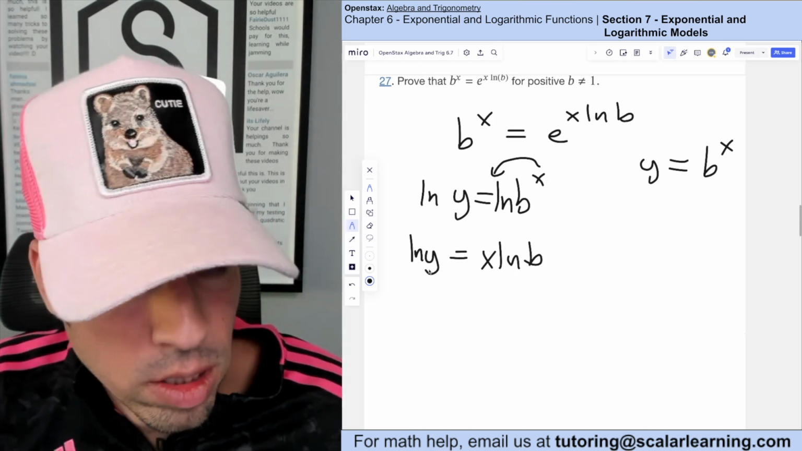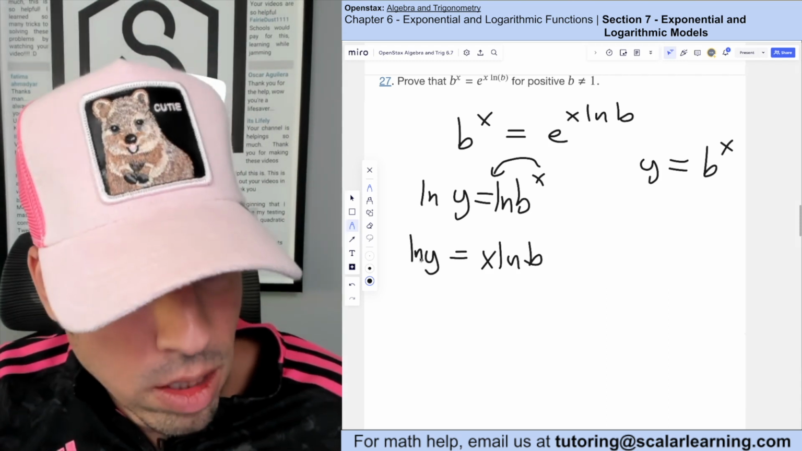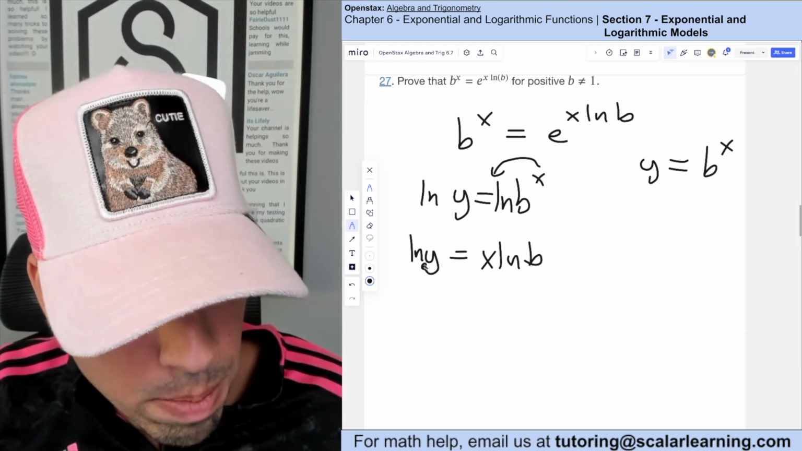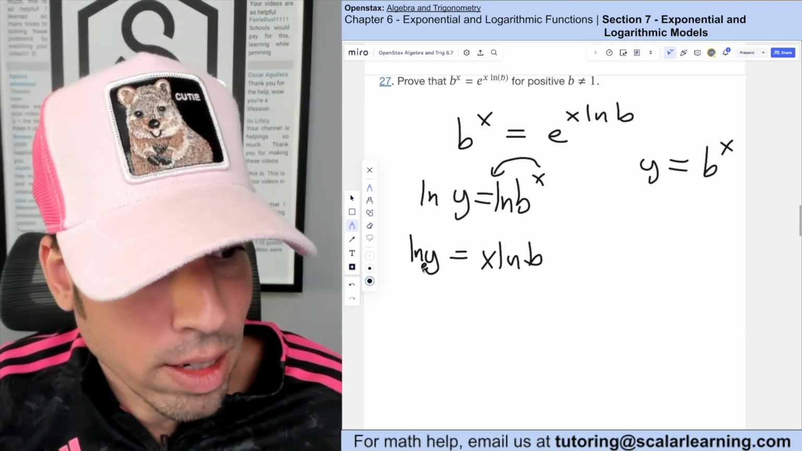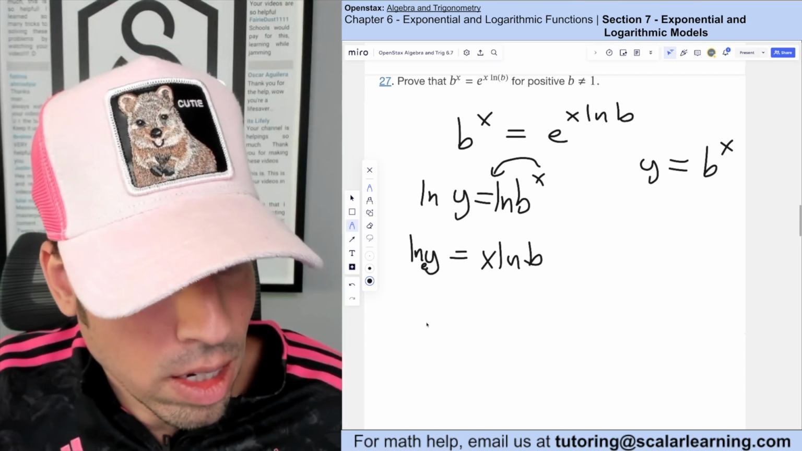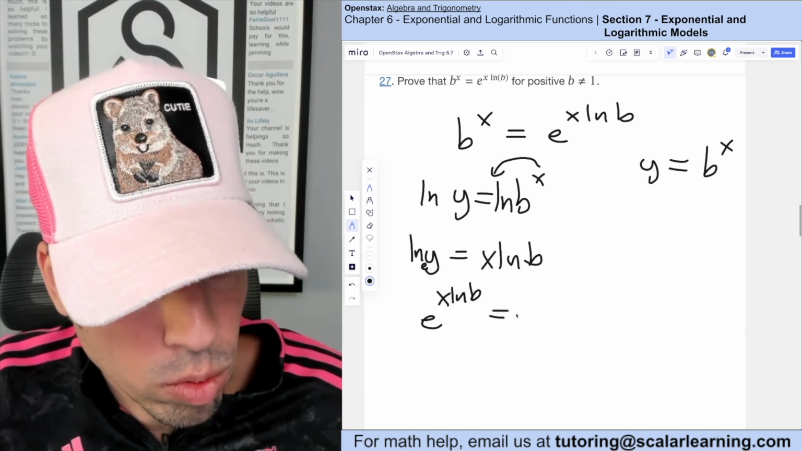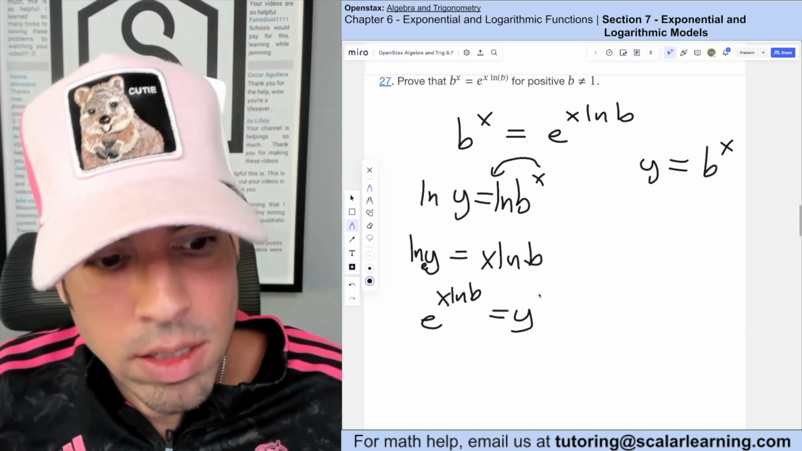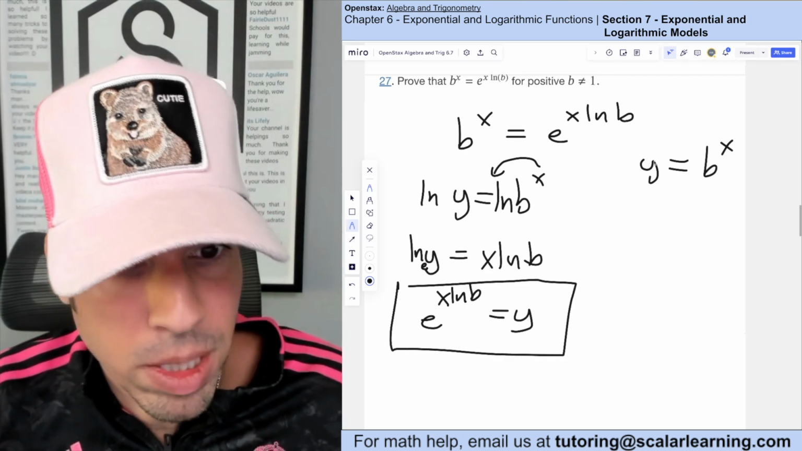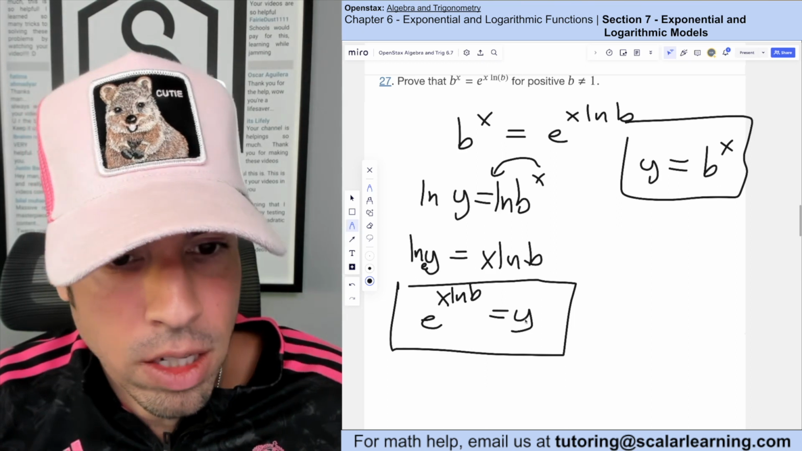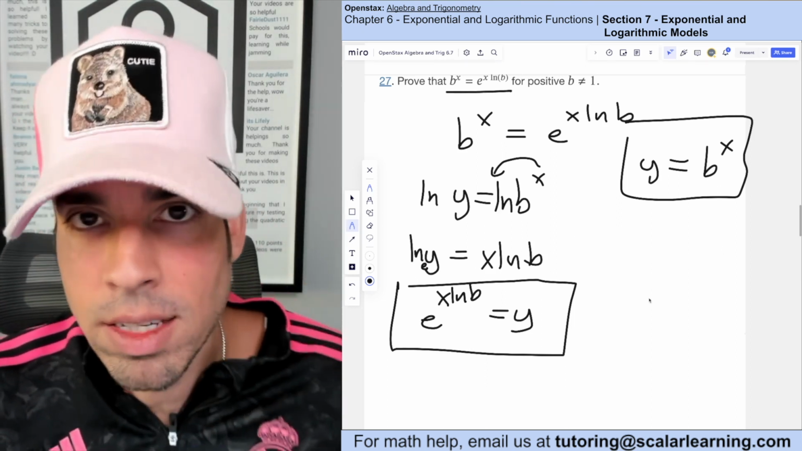Then I'm going to convert this to its exponentially equivalent form. Remember, this is log base e, natural log base e of y equals this. To convert it, I can say this is the same as e to the x ln of b equal to y. Now, why is it interesting? Because I said y equals e to the x ln of b. I also said y equals b to the x. And if they're both y, it means that these two are indeed equal. So that's how you prove it.